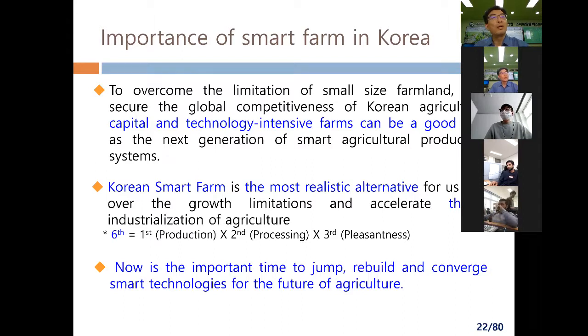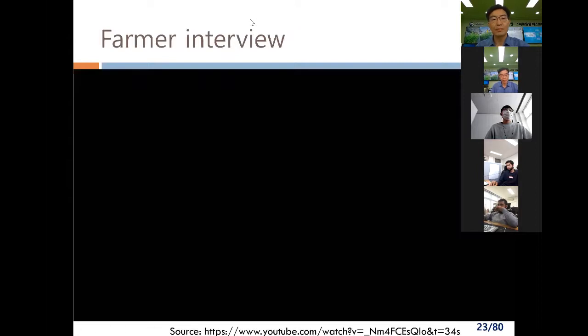In order to overcome the limitation of small-size farmlands and secure the global competitiveness of Korean agriculture, technology-intensive farms can be a good way as the next generation of smart agricultural production system. Therefore, this is the time to converge smart technologies of the future of agriculture.